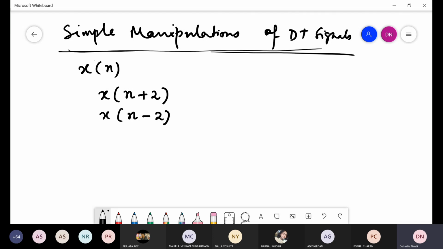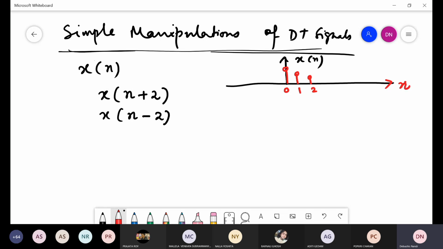For example, suppose I have a signal x[n], and I am showing the graph of x[n]. Suppose this is one sample value, this is another sample value, and let us consider this is another sample value. I am taking this signal x[n]. This is 0, this is 1, this is 2, and the horizontal axis is n.